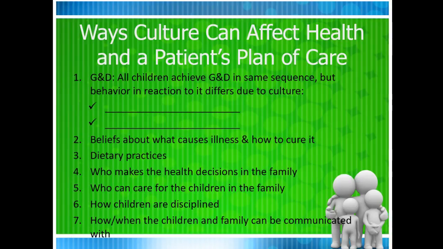For lesson 2. All right, so growth and development is telling us that all children can achieve growth and development in the same sequence, but the behavior in reaction to the sequence is going to differ due to their culture in a couple ways. One is that they're going to learn the skills, the values, and the beliefs that are specific to their culture.